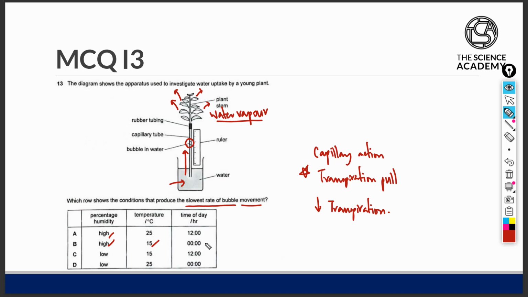Between the two timings given, first being at 12 p.m. and the second being at 12 midnight, we need to know that at 12 p.m. we can assume that there is a lot of light available for the plant to photosynthesize. And that will mean that the stomata is going to be open to facilitate the exchange of gases required for photosynthesis. However, at midnight, there is no light available and the rate of photosynthesis can decline.